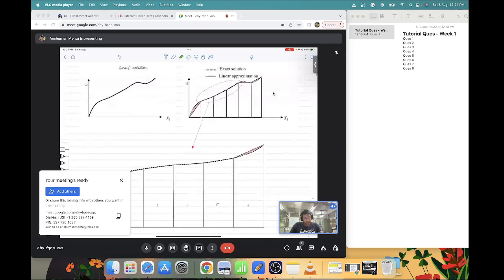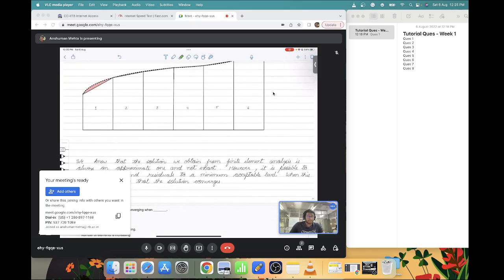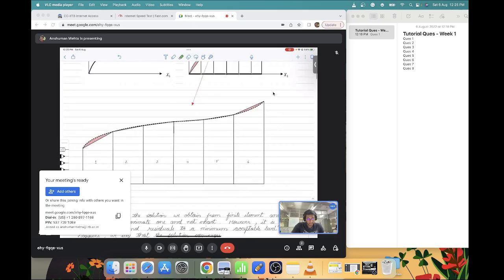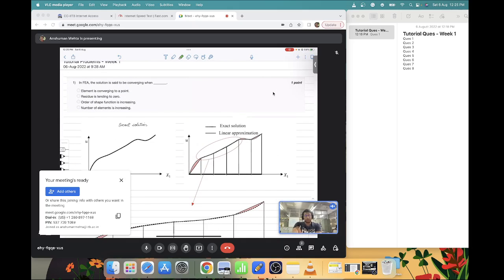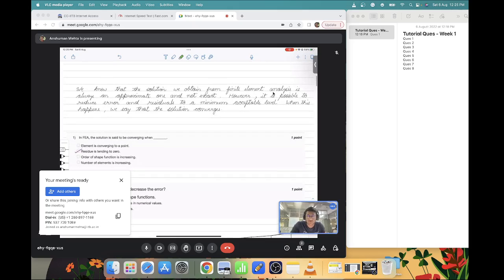So the solution is said to be converging when the residue is tending to zero. We know that the solution we obtain from finite element analysis is always an approximate one and not exact. However, it is possible to reduce error and residual to a minimum acceptable level, and when this happens, we say that the solution converges. So there are techniques by which we can reduce these residuals and errors, and then we will say that the solution is converged. So this clears our first question.